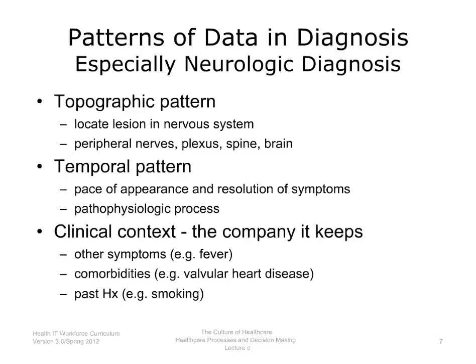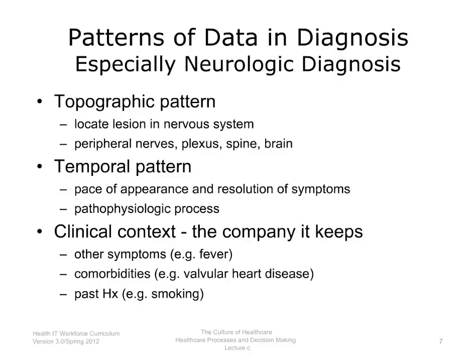Especially in neurologic diagnoses, clinicians may use the topographic pattern, the temporal pattern, and the clinical context. The topographic pattern refers to mapping symptoms to the specific location in the brain or nervous system responsible for that function. For example, the patient's neurologic symptoms and signs on physical examination can be correlated with the exact location in the nervous system that might be responsible for these symptoms.